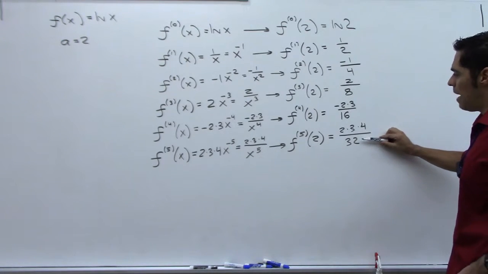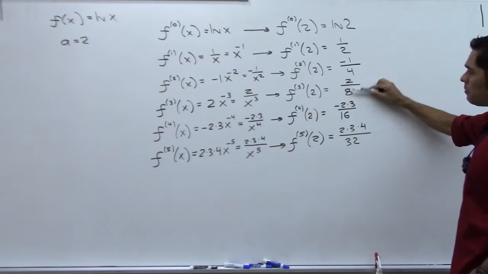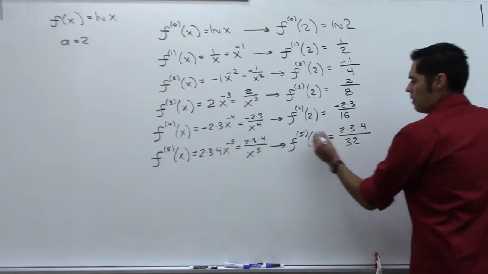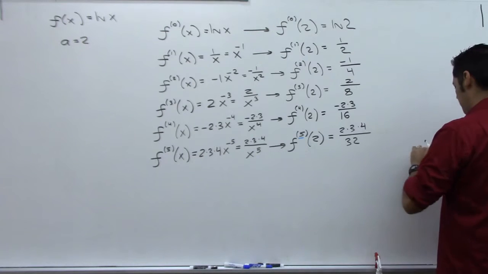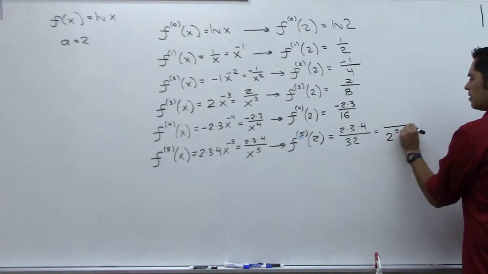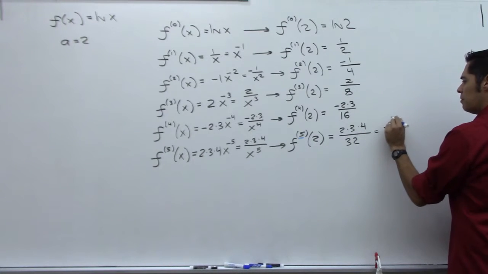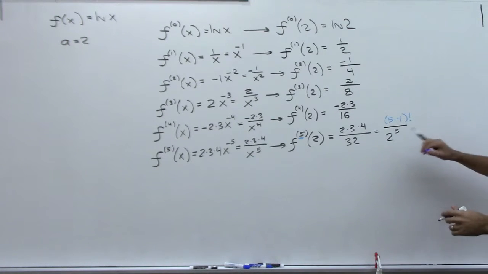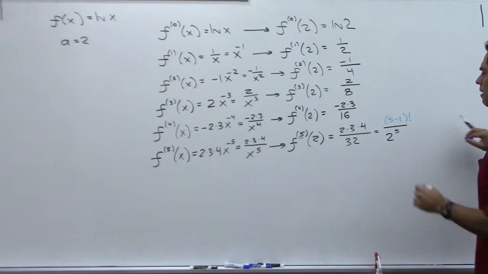Also, the denominators are just powers of 2. Right? This is 2 to the 5th, 2 to the 4th, 2 to the 3rd, 2 squared, 2 to the 1st. So it looks like the derivative I'm at, on the bottom, is going to be 2 to that derivative. The top is going to be this number minus 1 factorial. So this would be like 5 minus 1 factorial. But then I also have the sign switching. Positive, this one before was negative. But it would follow the same pattern.